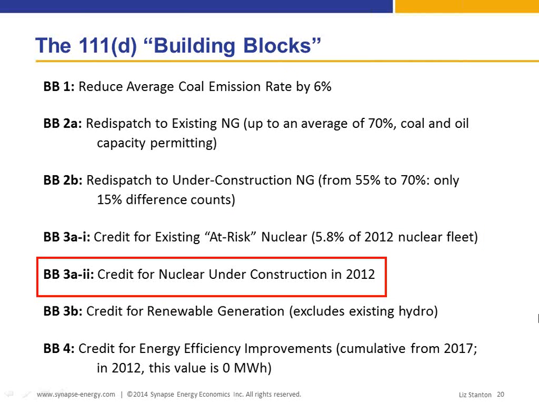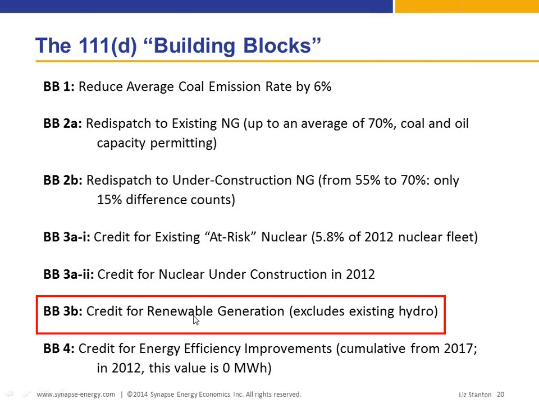Okay, thank you. And the second part of that building block 3A is for the credit that's given for nuclear under construction. So those 3 states that currently have nuclear plants under construction are given credit for that in their target, and so that becomes part of the calculation that sets their targets for 2020 to 2030, the existence of that nuclear under construction. For the building block 3B, this is for renewable generation, and this includes both existing and new, except for hydro, where existing hydro is not included, but new hydro is.